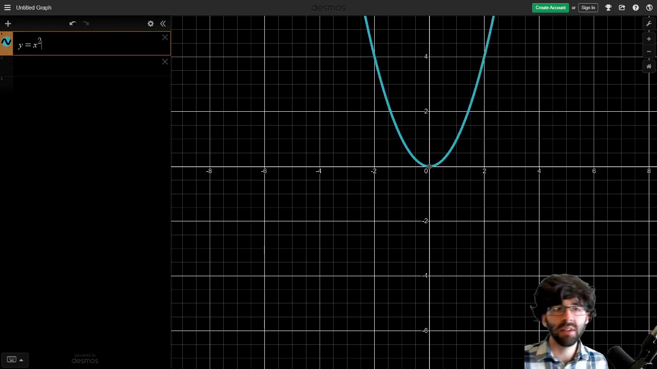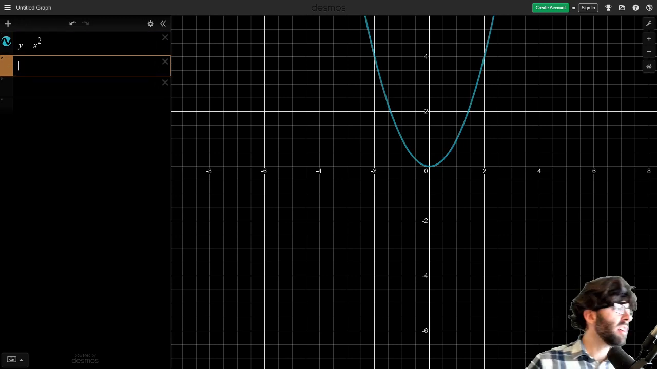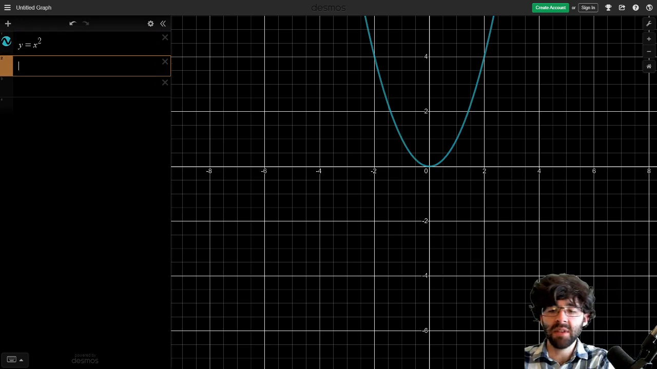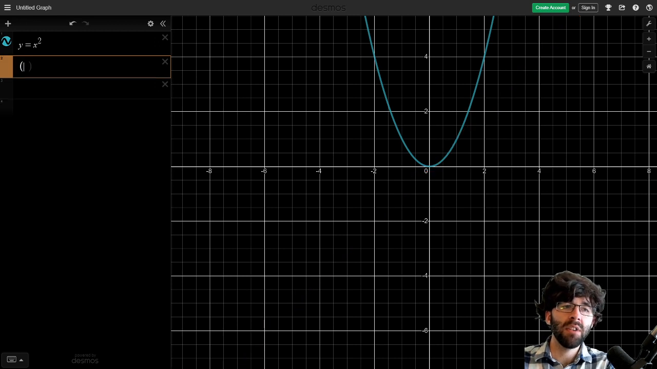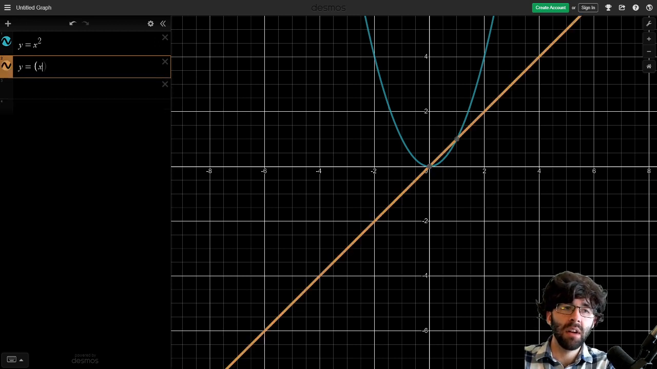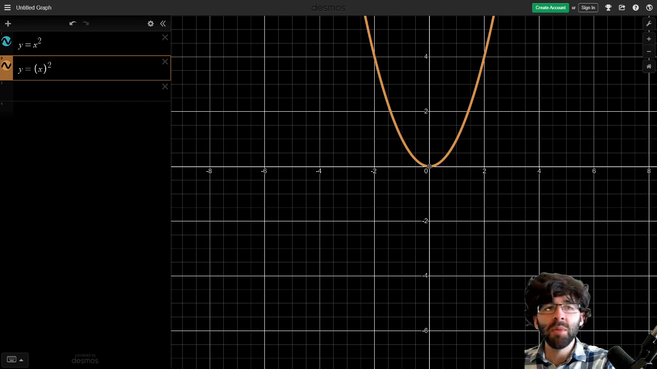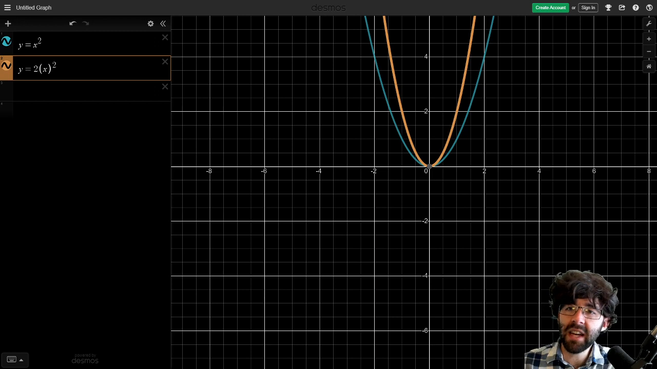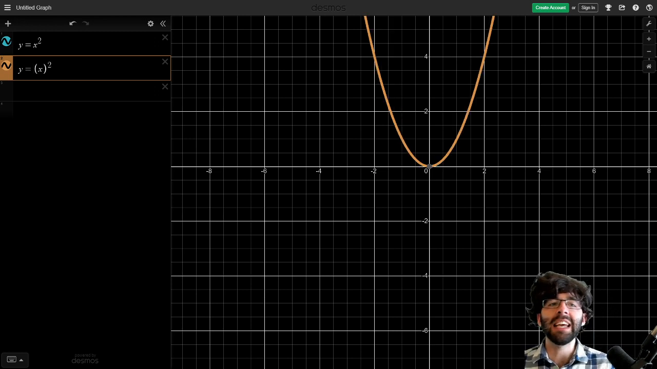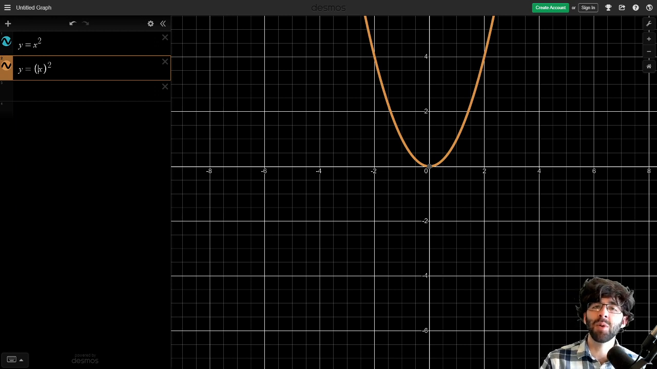Another toolkit function. So again, outside means vertical. Inside means horizontal. So if we had a 2 on the outside multiplied, right, that's vertical stretching. A 2 on the inside is horizontal. You might think a 2 on the inside is horizontal stretching. But remember that inside is always kind of backwards what you might think, right?